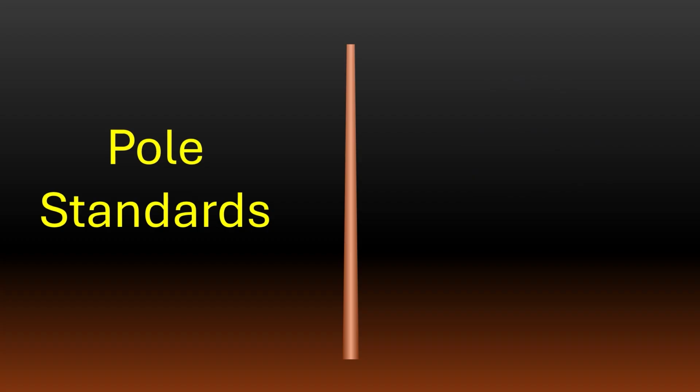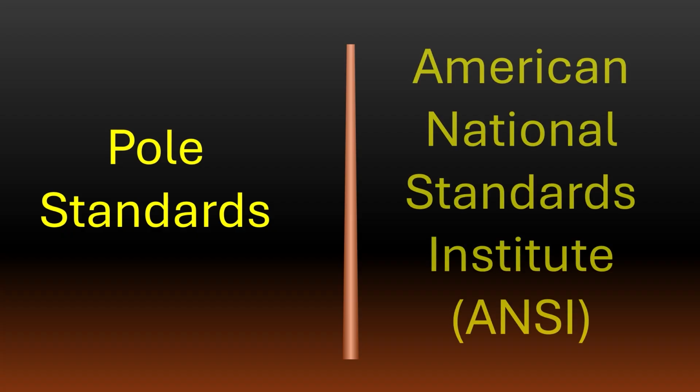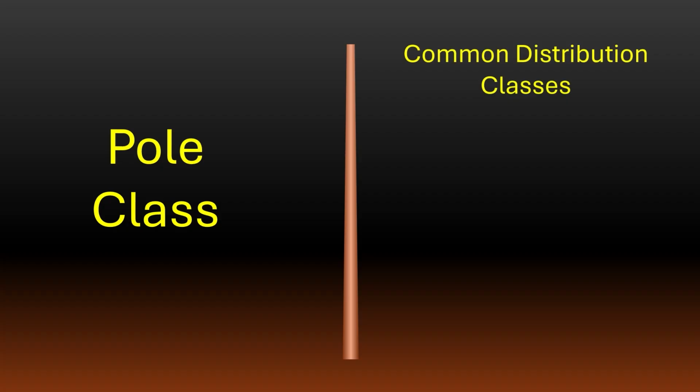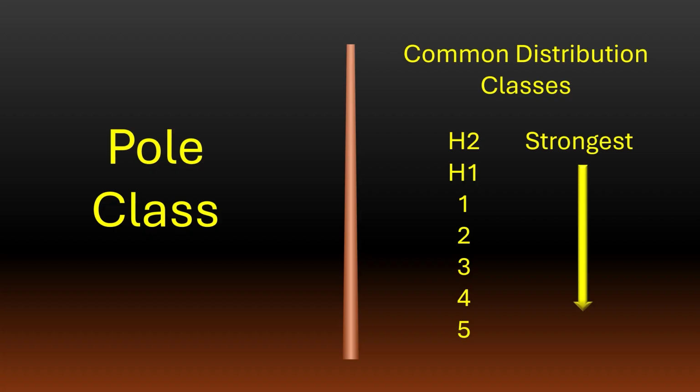Because of the variety of materials that poles are made from, and the various sizes and applications with which they're used, the American National Standards Institute has created a set of uniform standards regarding pole classifications. The most common class of pole used in overhead electric distribution are classes 5 through 1, and also H1 and sometimes H2. These are listed in order of overall strength, H2 being the strongest pole on the list, down to class 5, which is much less so.